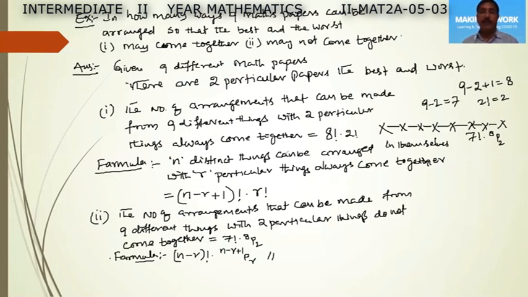So this is the formula to make the arrangements when the particular things do not come together. And this is the formula in general to make the arrangements when the particular things come together. So this is a very important concept, with conditions such that some particular things always come together and some particular things always do not come together. Okay.